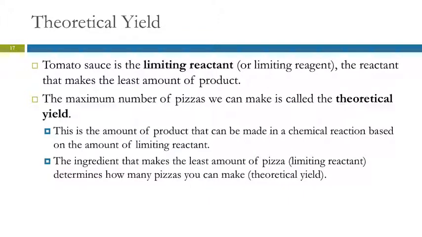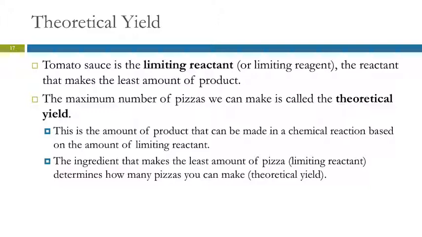So we call the tomato sauce the limiting reactant or the limiting reagent. It's whichever reactant makes the least amount of product. The maximum number of pizzas we can make, which is the smallest number of those choices that we ended up with, is called the theoretical yield.